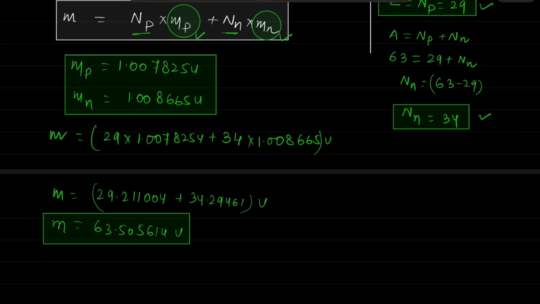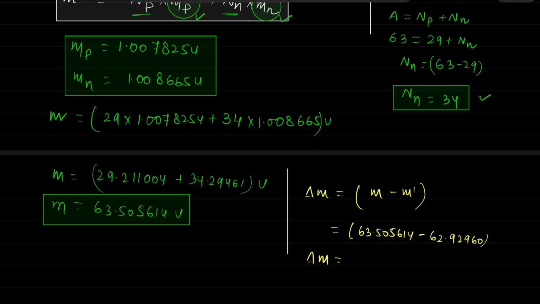To find the mass defect, delta M is equal to theoretical mass minus experimental mass. The theoretical mass is 63.505614 minus the experimental 62.92960. Delta M is equal to 0.576014 u. So this is the mass defect we got.